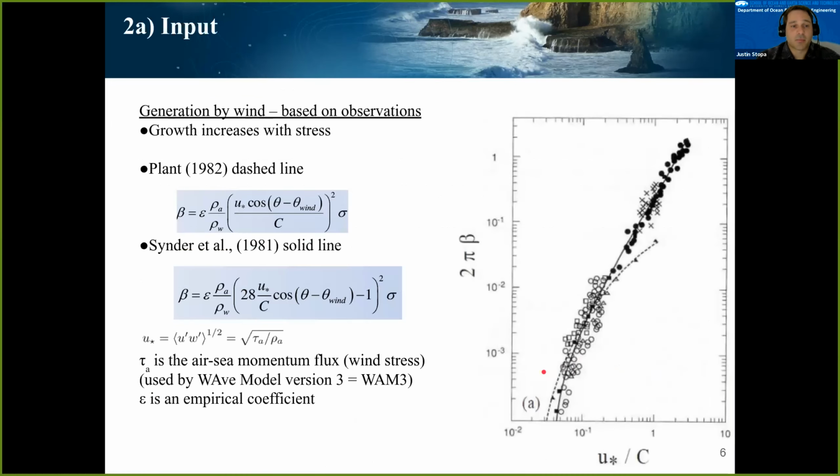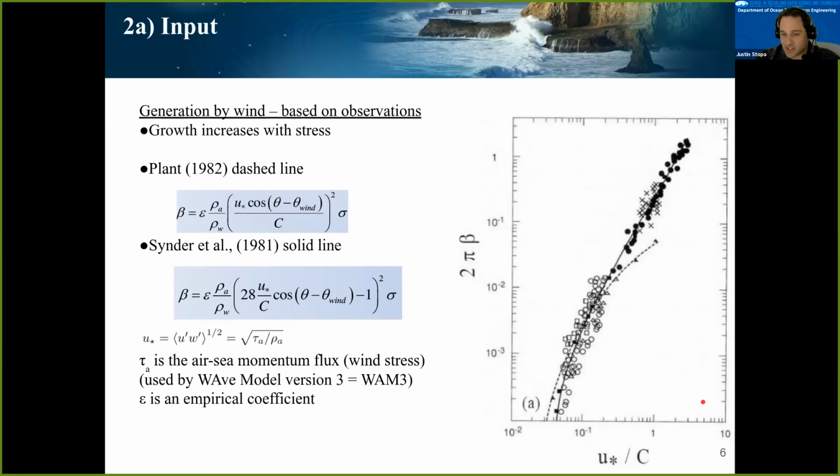So next, let's look at some observations. These are a little bit dated, but I do think this was more of a seminal work on the topic. This x-axis here is U star divided by C, and U star here is our friction velocity, so really close to the surface, but not right on the surface, the wind speed. And then our y-axis here is our growth term, our beta term. So you can see that there's a relationship: as the wind gets larger, so does the growth into the ocean.